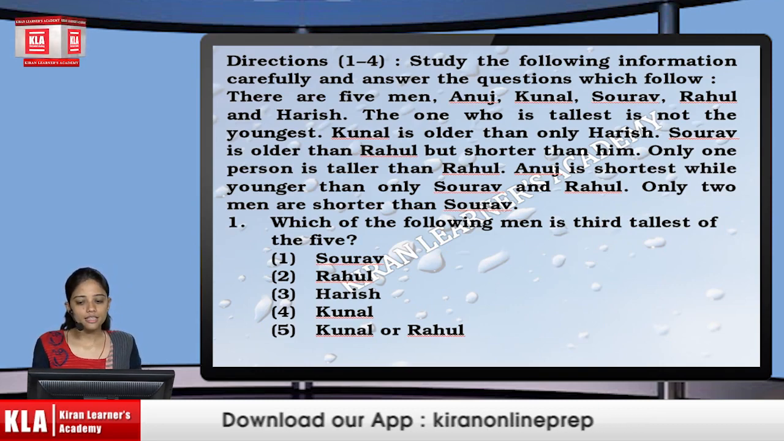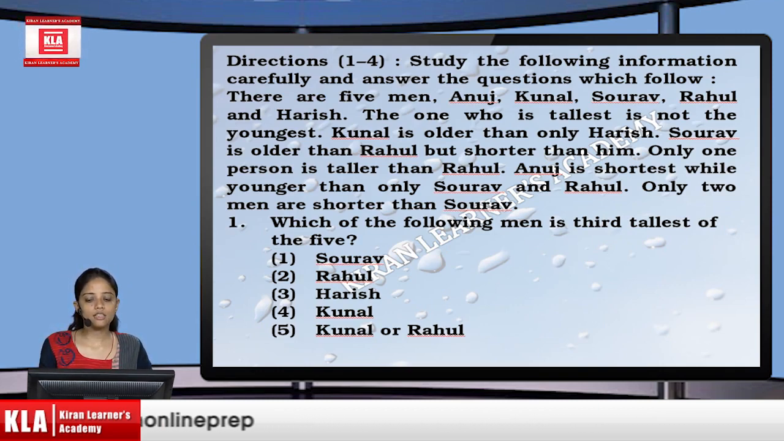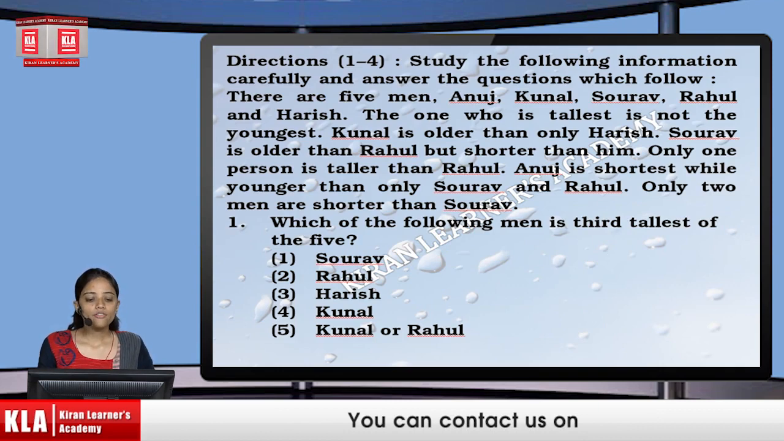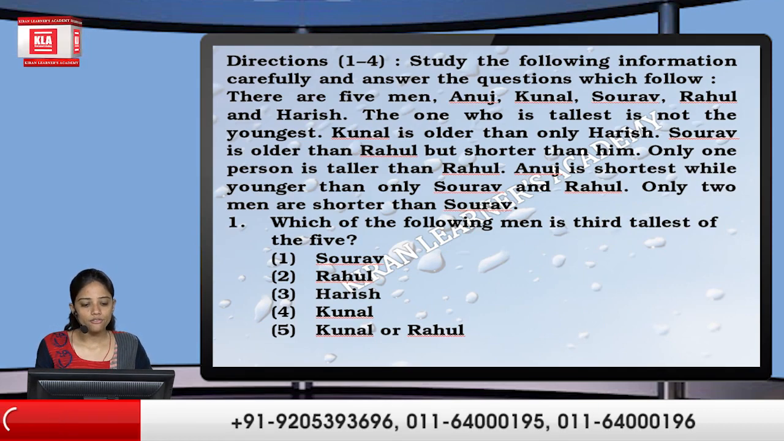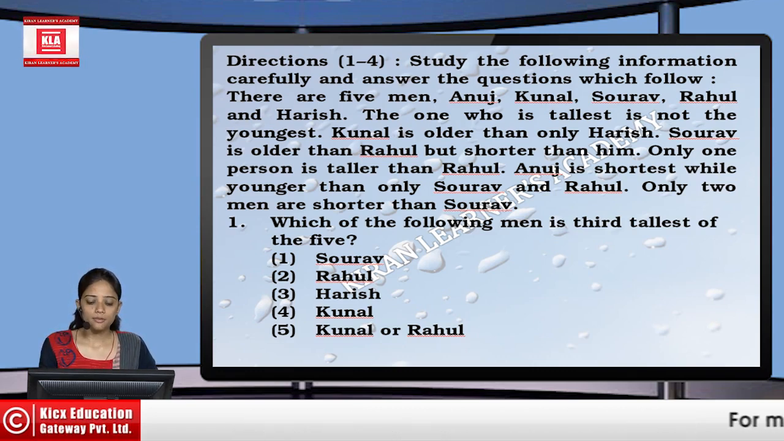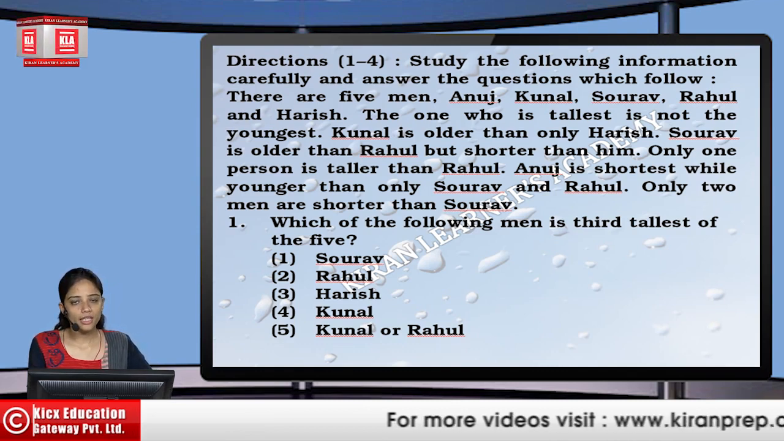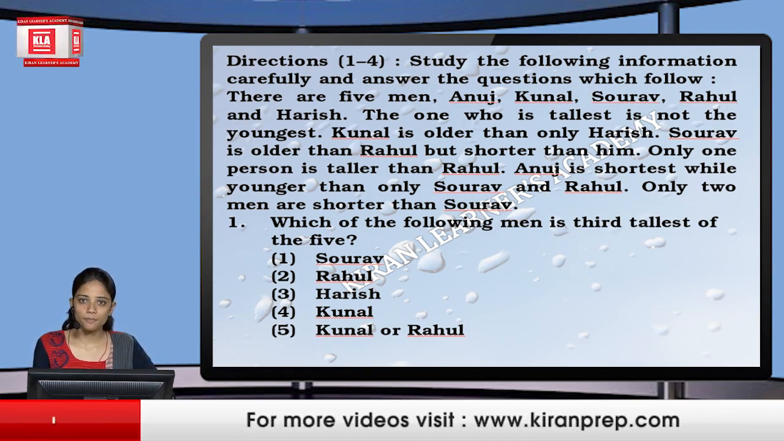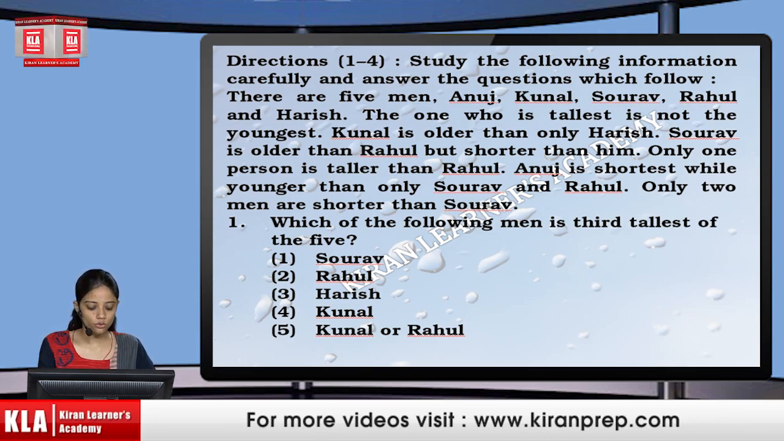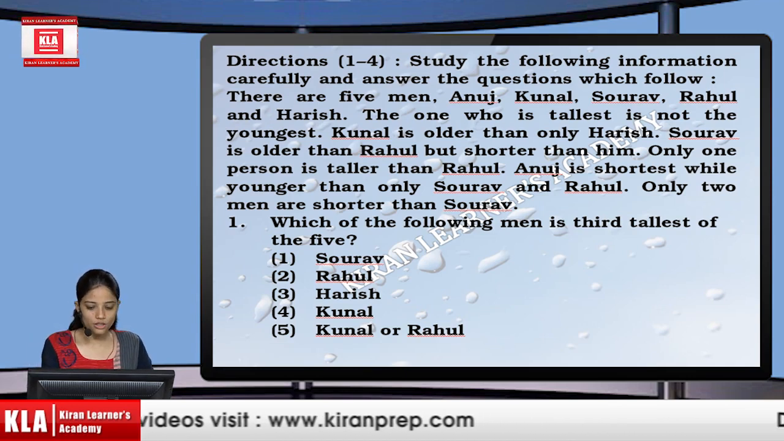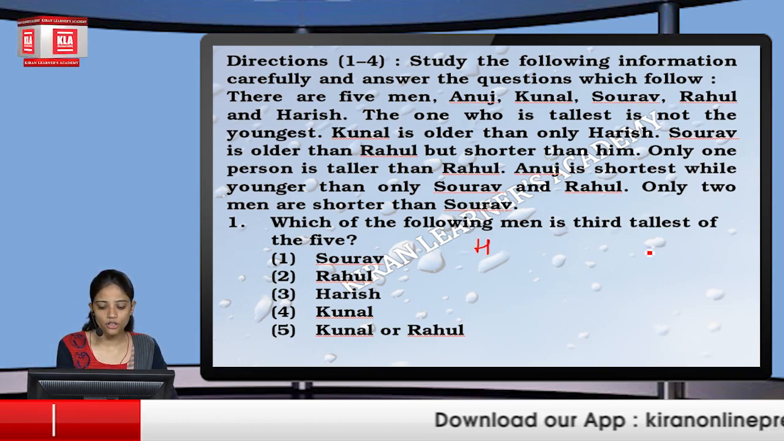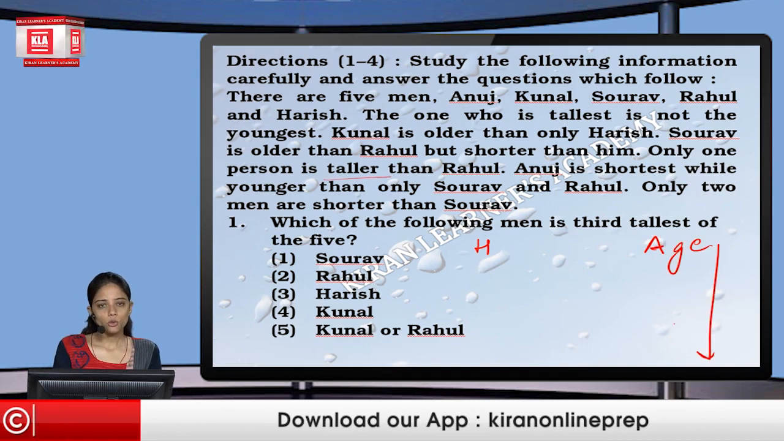First question says: study the following information carefully and answer the questions that follow. There are 5 men: Anuj, Kunal, Saurav, Rahul and Harish. Means they are talking about 5 persons. The one who is tallest is not the youngest. That means they are talking about 2 variables. First is the tallest, that means height, and next is the youngest, that means age. So we have to arrange them according to height first and then according to age. Kunal is older than only Harish.